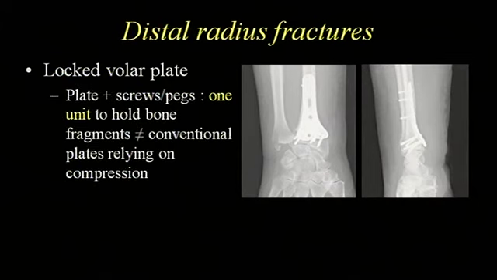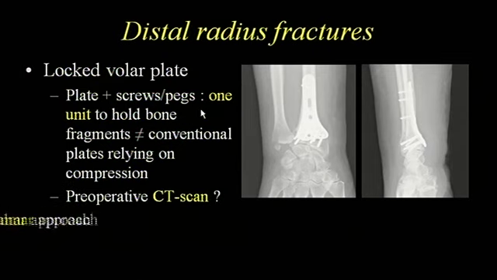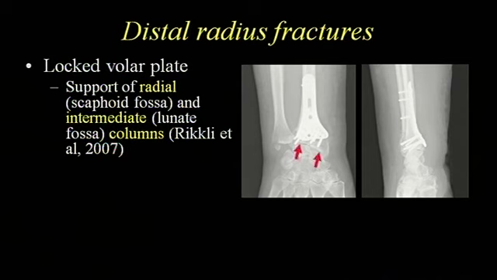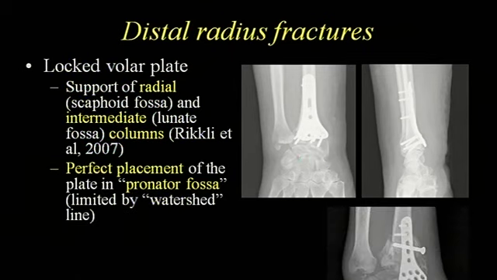Locked volar plates are based on the concept of one unit to hold the bone fragments, including the plates and the screws or the pegs. This is completely different than conventional plating. It is helpful to do a preoperative CT scan. You do a palmar approach. If needed, you release the insertion of the brachioradialis. It is important to support the radial and the intermediate columns and to perfectly place the plate in the pronator fossa.